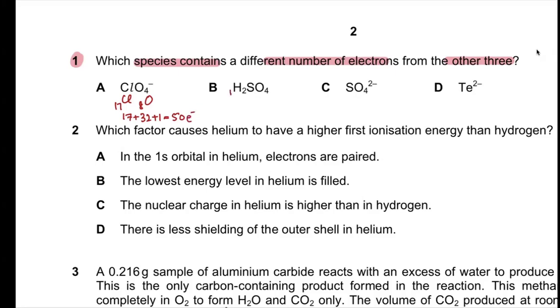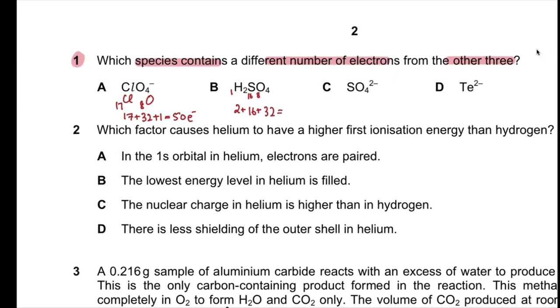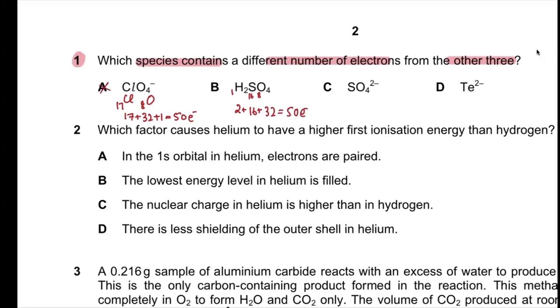So hydrogen is 1, sulfur is 16, and oxygen is 8. There are 2 hydrogens, 1 sulfur, and 4 oxygens. So 8 times 4 is 32, 16 plus 2 is 18, and 18 plus 32 is 50 electrons. So it means both of them have the same electrons.